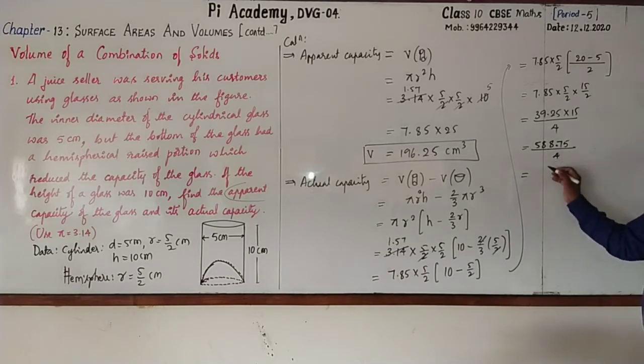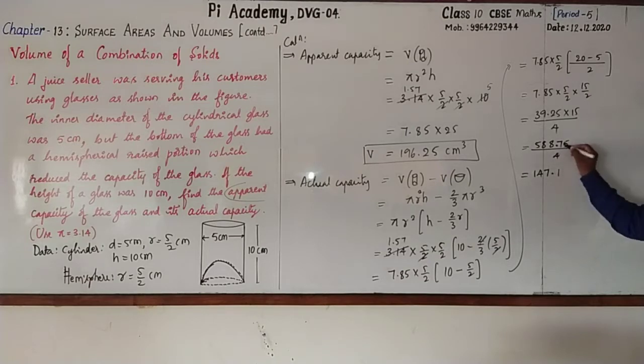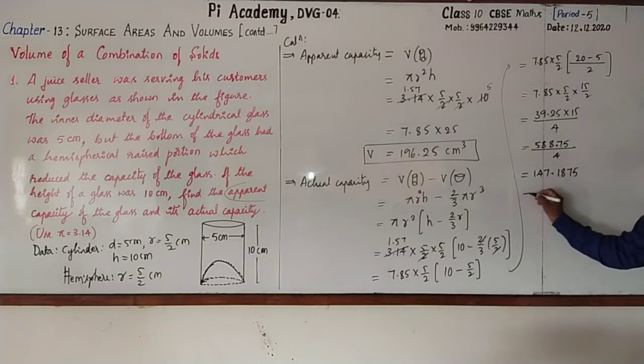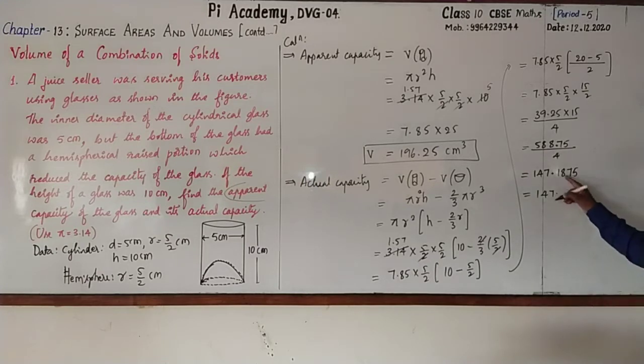Now let's go for dividing. 4 1s are 4, 1 will remain, 18. 4 4s are 16, 2 will remain, 28. 4 7s are 28. Point. 4 1s are 4, 3 will remain, 35. 4 8s are 32, 3 will remain, 30. 4 7s are 28, 2 will remain, 25. So 147 point 1875. 75 is close to 8, 8 is close to 9.